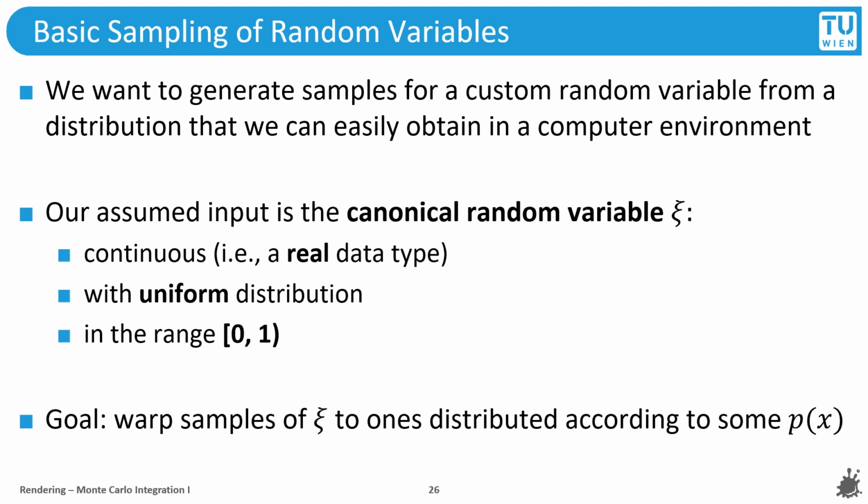And one such distribution that we can easily obtain is from the canonical random variable Xi, which is continuous, meaning that it is a real data type in a computing environment. It has uniform distribution, and all its output values are in the range from 0 to 1. Now, our very important first goal will be to take samples of Xi and find a way to warp those samples into new ones that are distributed according to some different desired PDF.